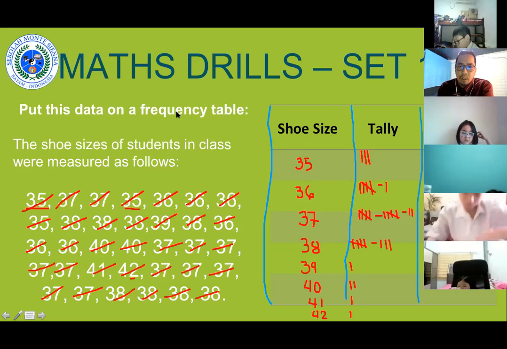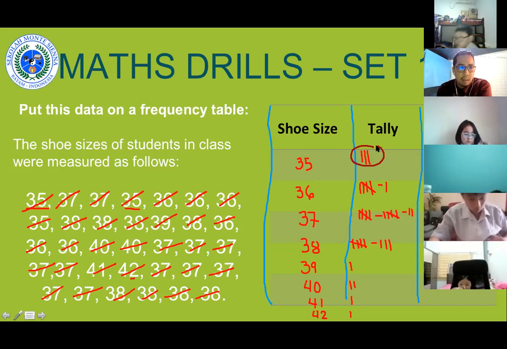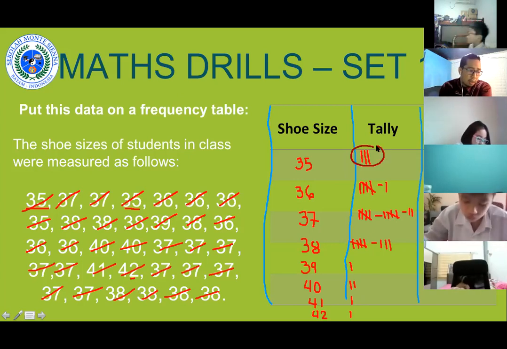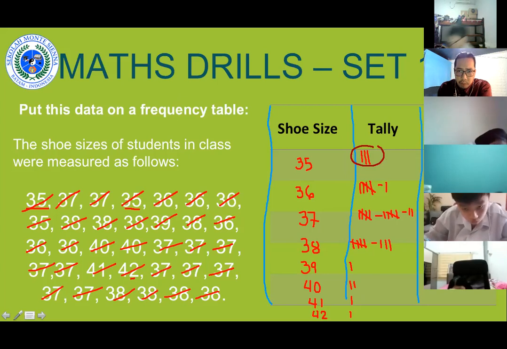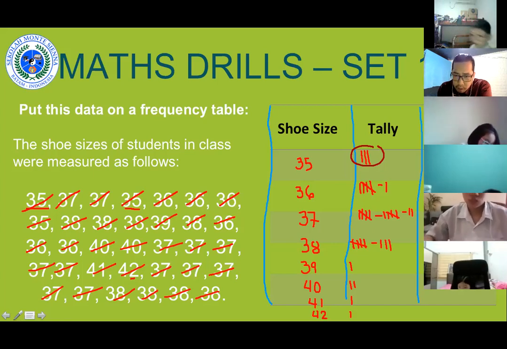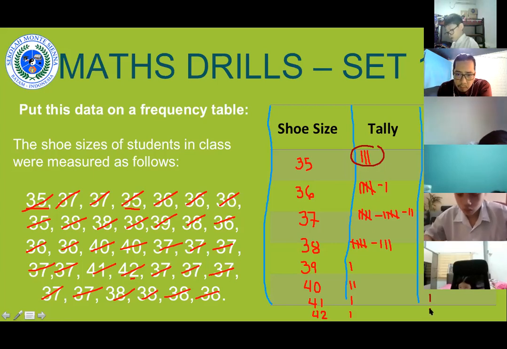On the last column, we simply write the number of pupils. It means you will count how many sticks are there. For 35, 3; 36, 6; 37, 12; 38, 8; 39, 1; 40, 2; 41, 1; 42, 1. And kindly check your work and compare it with mine.